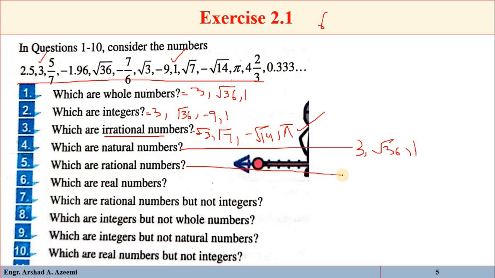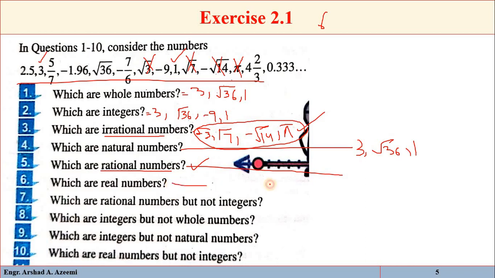Which are the rational numbers? Rational numbers are those numbers which are recurring or terminating, or whole numbers, which can be written in the form of p over q. So remember, except pi, minus under root 14, under root 7, and under root 3, the rest of the numbers are rational numbers, because these are irrational.